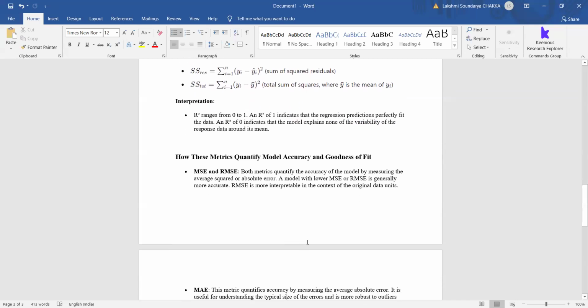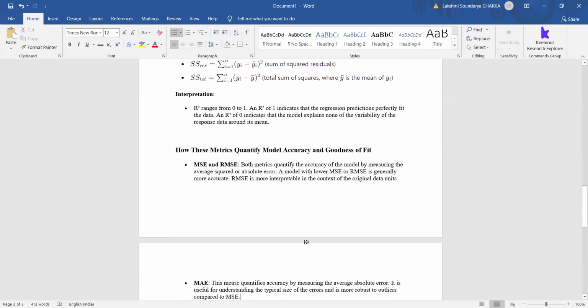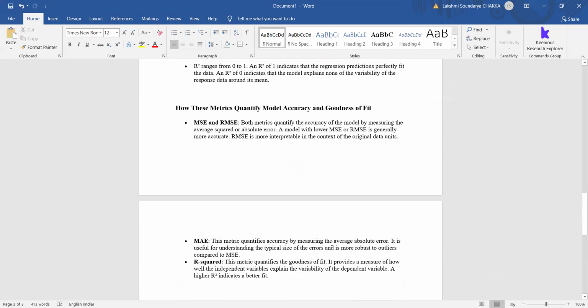We already know both metrics quantify the accuracy of the model by measuring the average squared error. A model with lower MSE or RMSE is generally more accurate, and we call it a better fit. RMSE is also more interpretable in the context of the original data units. Next, MAE. This metric quantifies accuracy by measuring the average absolute error. It is useful for understanding the typical size of the errors, and it is also more robust to outliers compared to MSE.